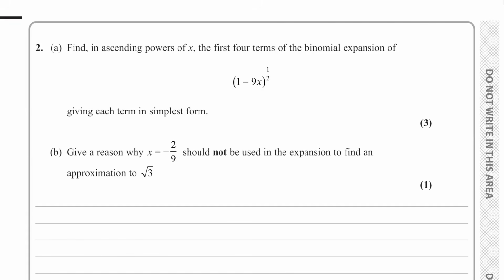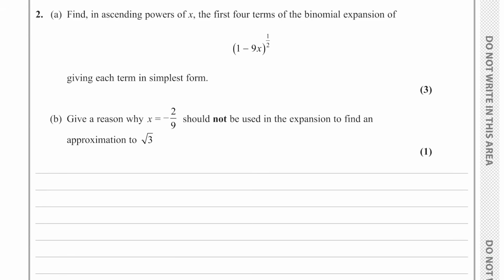Question 2. Find in ascending powers of x the first 4 terms of the binomial expansion of (1 minus 9x) to the power of a half, giving each term in its simplest form. So it's a binomial expansion. It's in the form 1 plus x. We've got a 1 here.